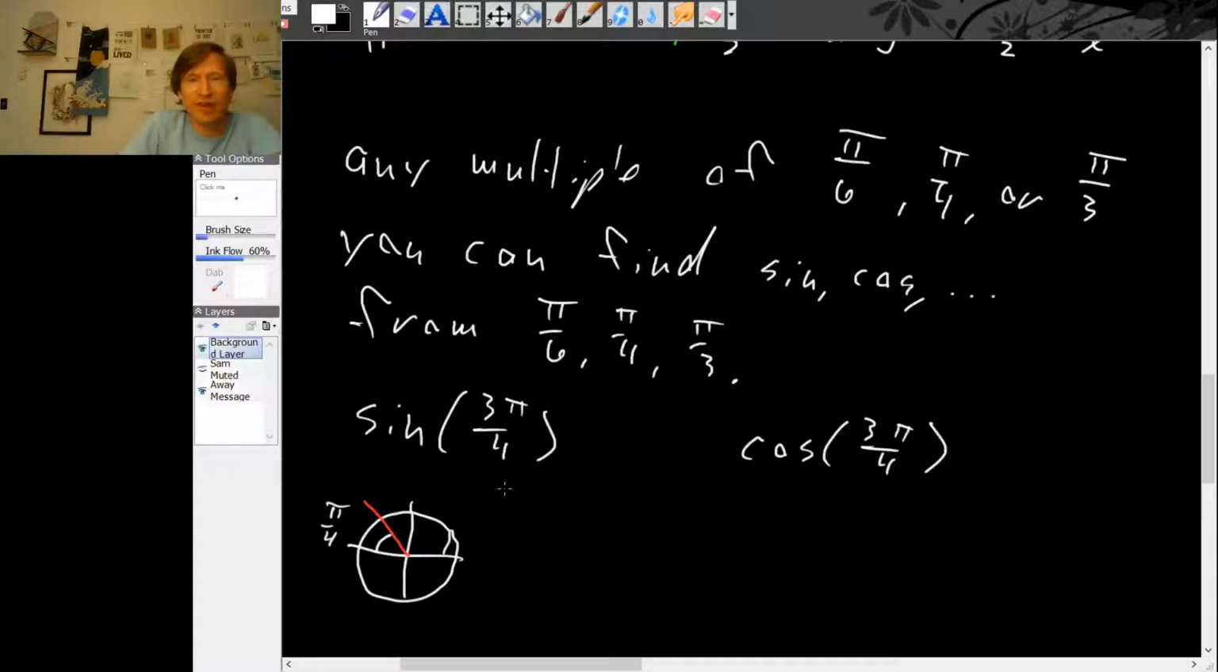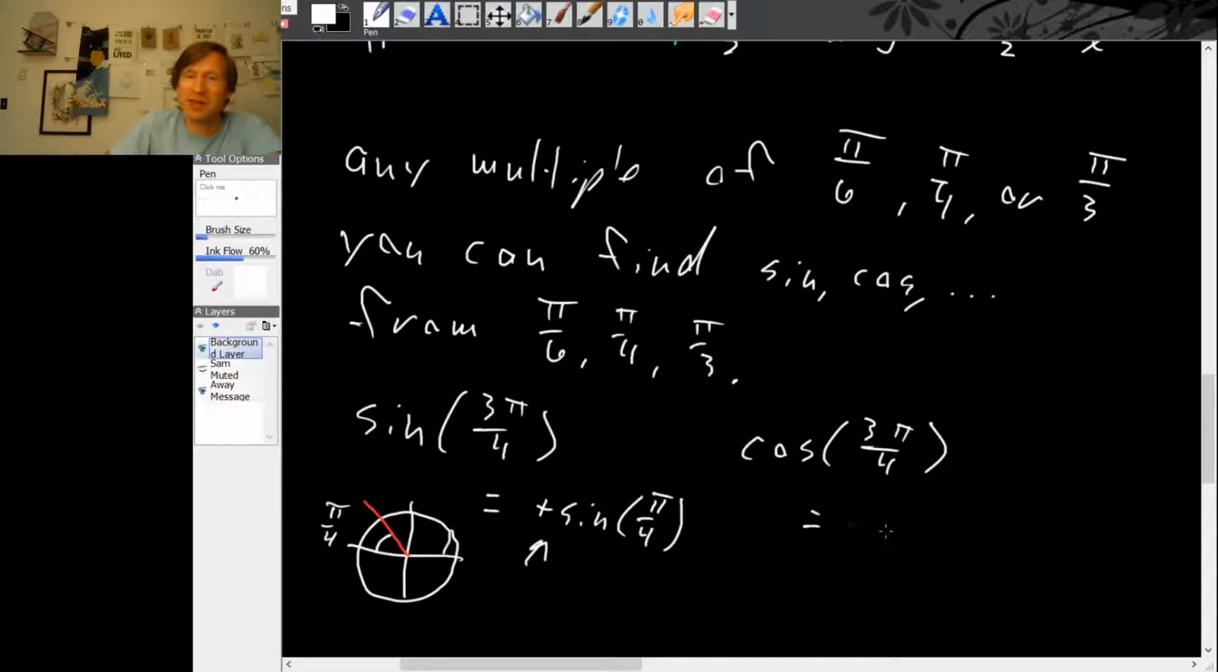So what this tells us is that sine of 3 pi over 4 is going to be the same as sine pi over 4, but with either a plus or a minus. And we just have to figure out if it's a plus or a minus. But sine is talking about y-coordinates, and we're in the second quadrant where y-coordinates are positive. So we need a plus here.